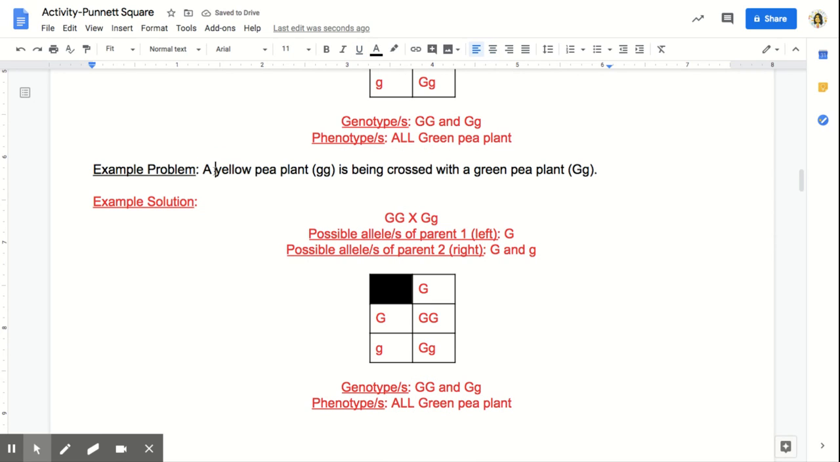Okay, only that you have a yellow pea plant here. Okay, so instead of homozygous dominant, we're going to have homozygous recessive, still crossing with the same parent, heterozygous. Okay, possible allele of parent 1 now is not dominant allele, but a recessive allele because the only type of allele here is recessive, which is small letter. So we're not going to change the possible alleles for parent 2 because we did not change the parent. Okay? So parent 1 goes here.